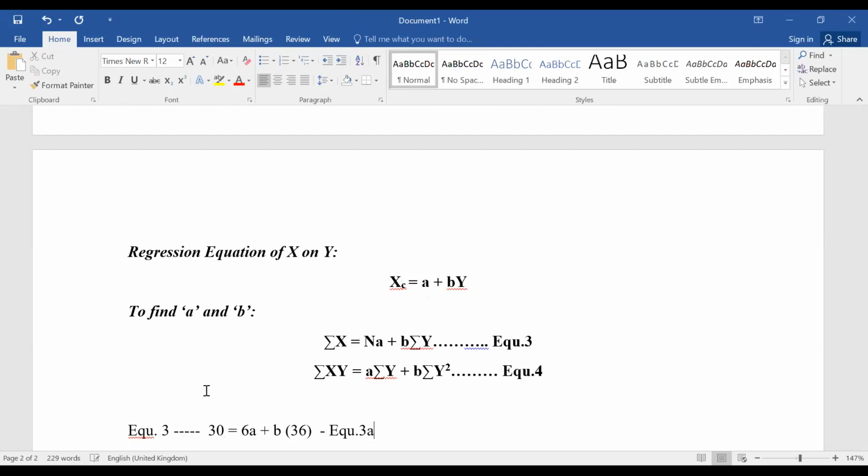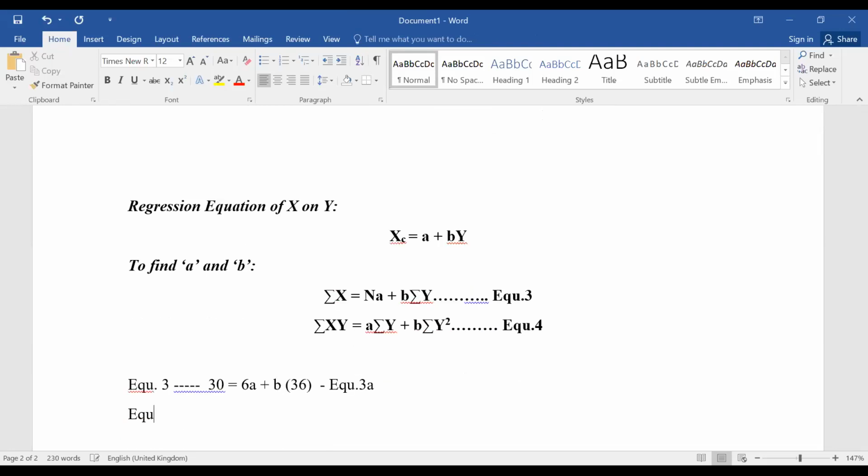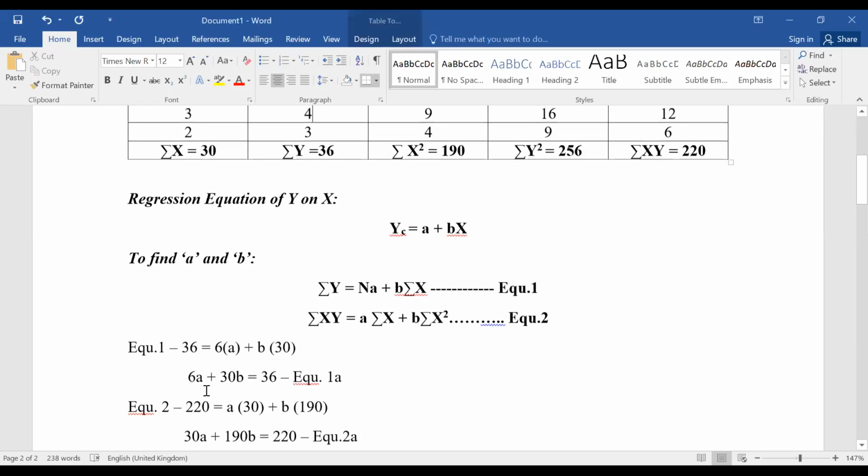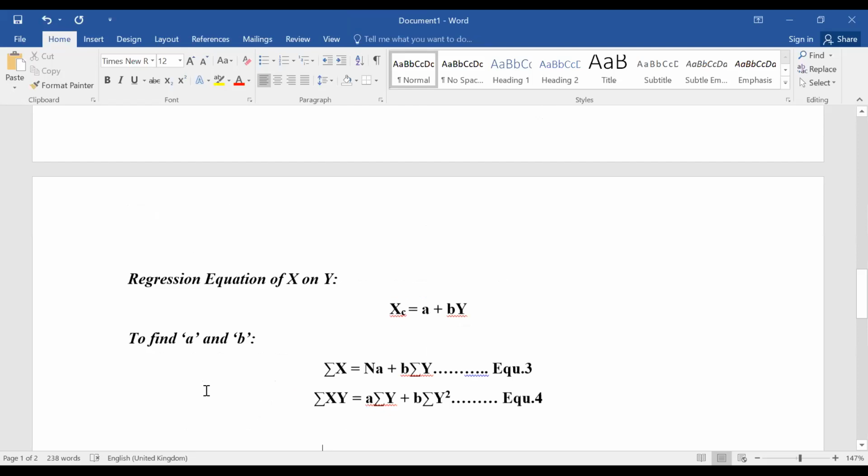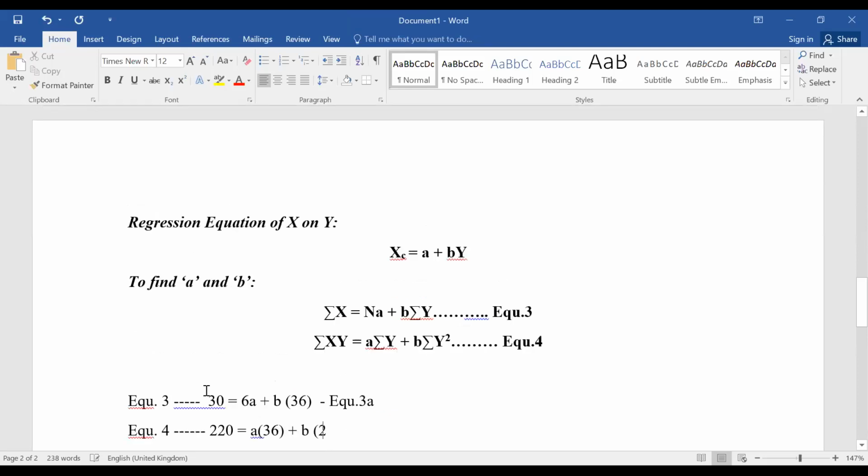Okay, now equation 4. Equation 4 indicates summation xy, which is 220, right? 220 equals a into 36 plus b into what is summation y square? Summation y square is 256. Okay, so this can be equation 4a.